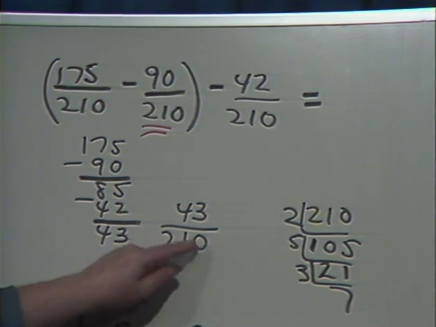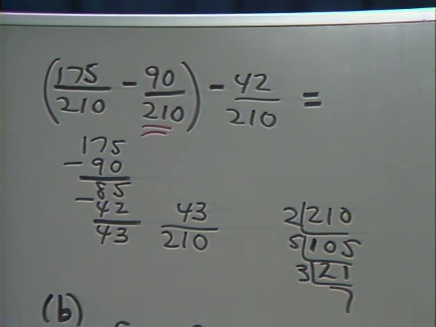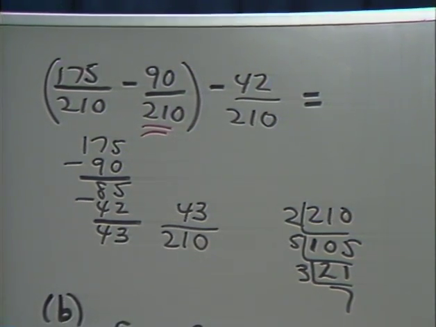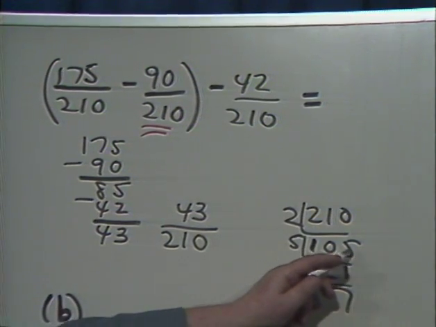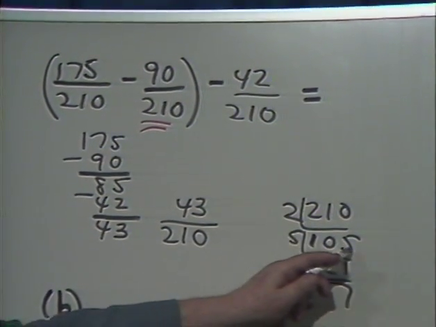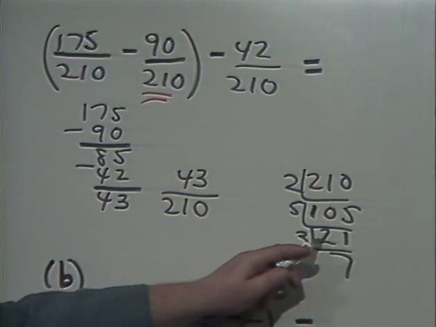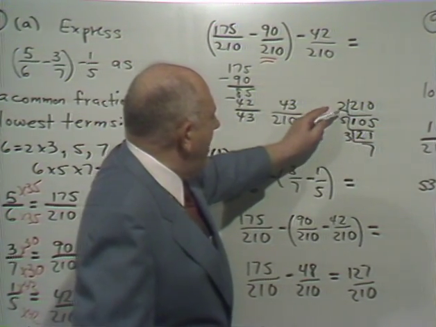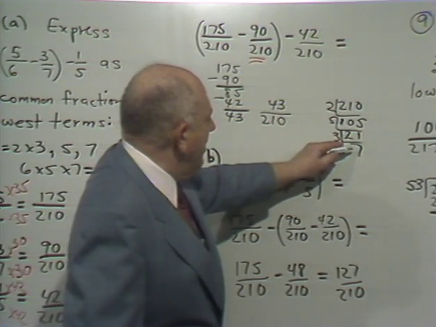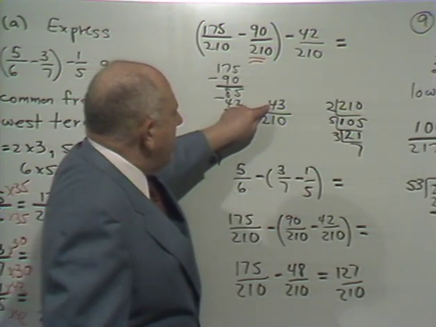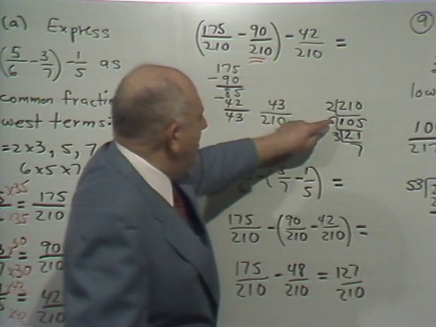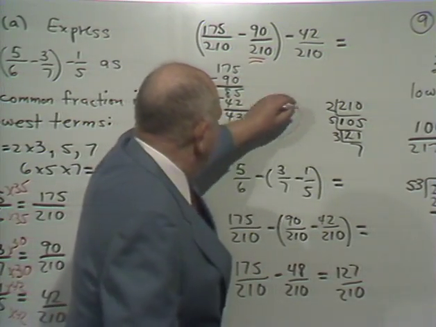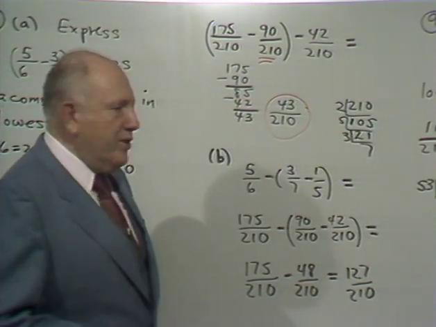And that must be in lowest terms because 43 is a prime number. And if you didn't know that, take the 210 and break that down into a product of primes. 2 goes into 210 105 times. That ends in a 5. 5 goes into 105 21 times. 2 plus 1 is 3, so 3 goes into 21 7 times. So 210 is 2 times 5 times 3 times 7. And it's easy to see that 43 doesn't belong to the 2 table, the 5 table, the 3 table, or the 7 table. So this is already in lowest terms, and the answer is 43 over 210.